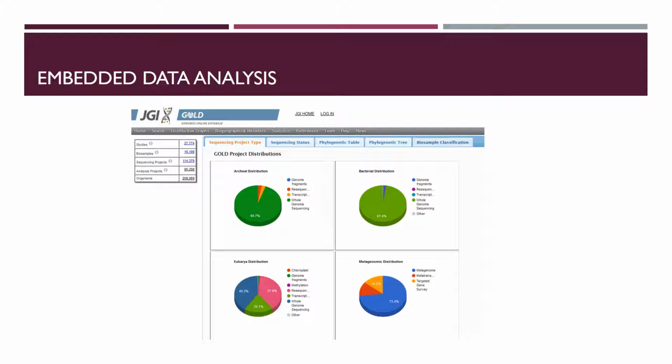And these charts here are embedded data analysis. So these are automatically generated pie charts that describe the different types of projects in the database that are now available. These include data organized by sequencing project type, sequencing status, phylogenetic table, phylogenetic tree, and biosample classification. And those are all in separate tabs there, you can see. But all of those are automatically generated from the data that's being input so that it is updated constantly. So it's extremely current, extremely relevant. You can look right now and see what is going on in this database.